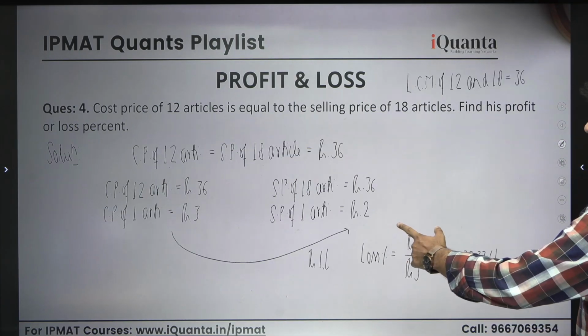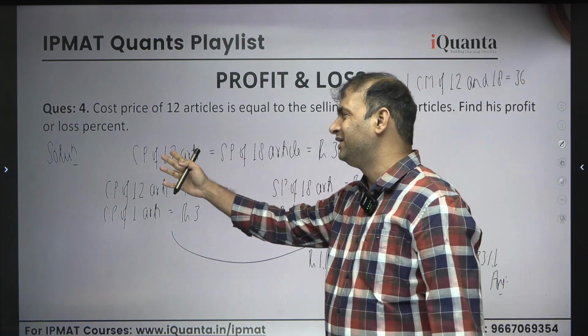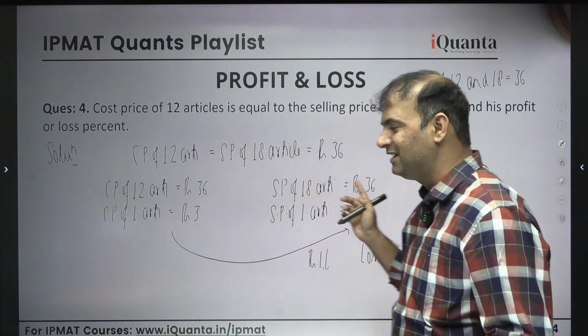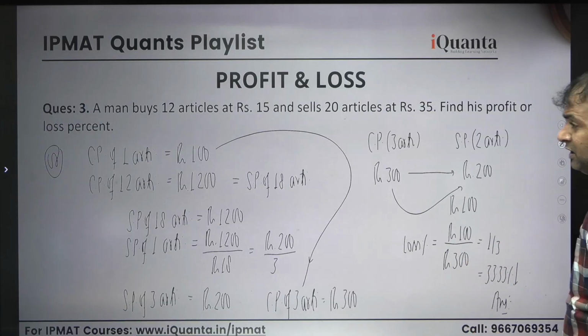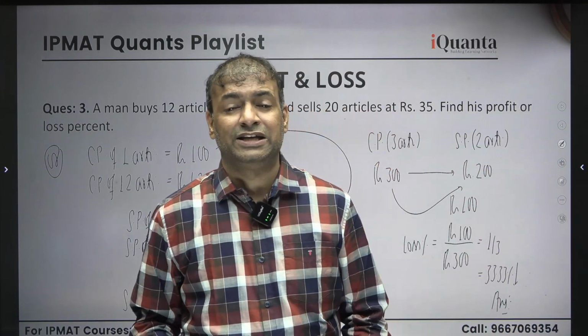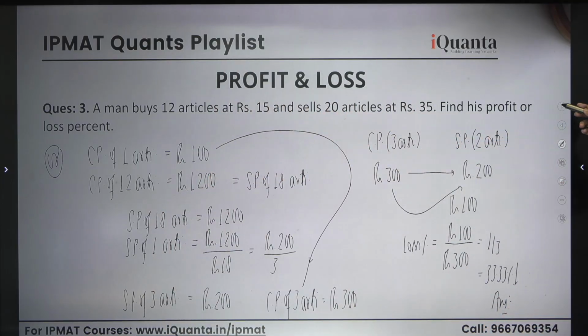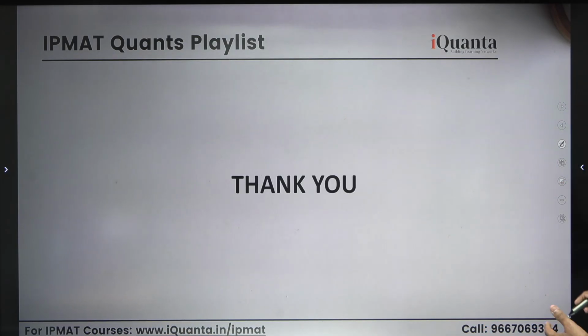First one is this, in which we assume the price of both of these, the data, as 36, and in the other we assume the cost price of one article and solve it, and in both the ways the answer is obviously the same. So guys, these are the 4 applications from the basics of this chapter, profit and loss.